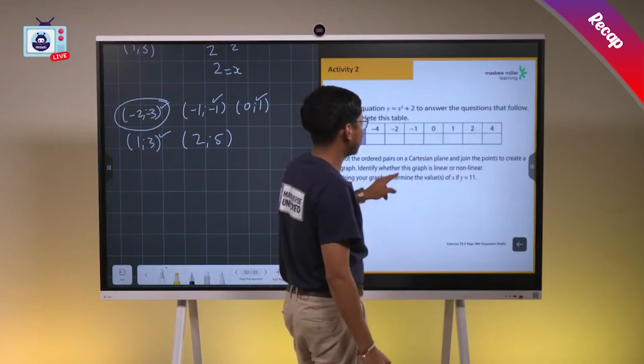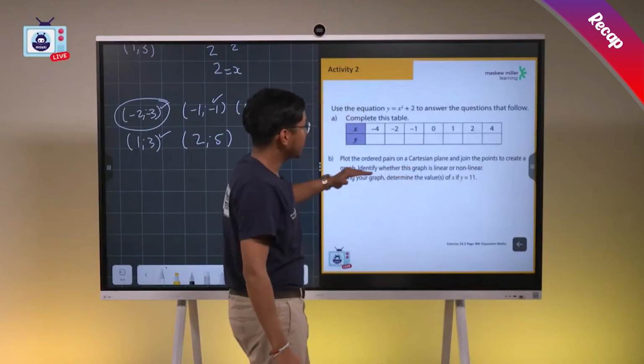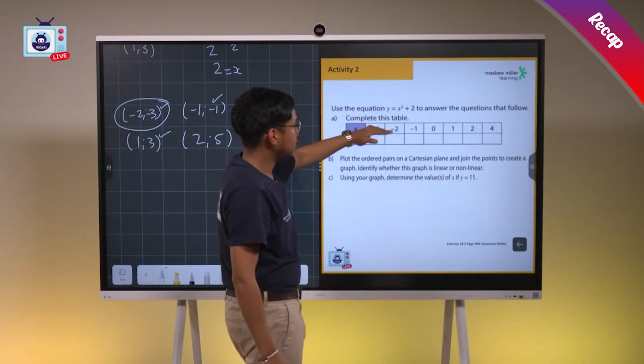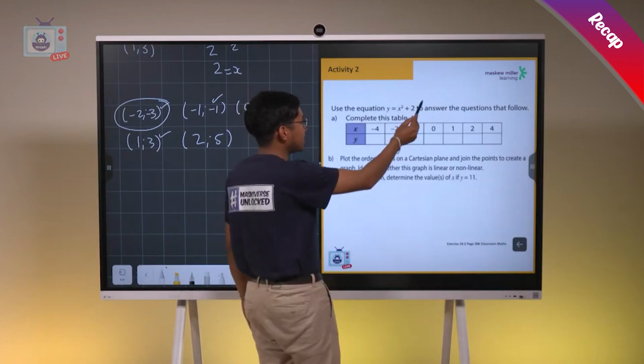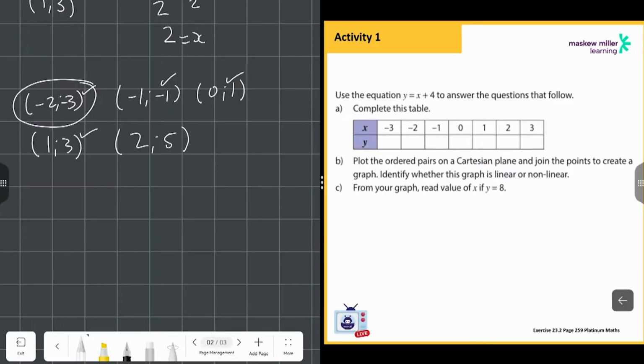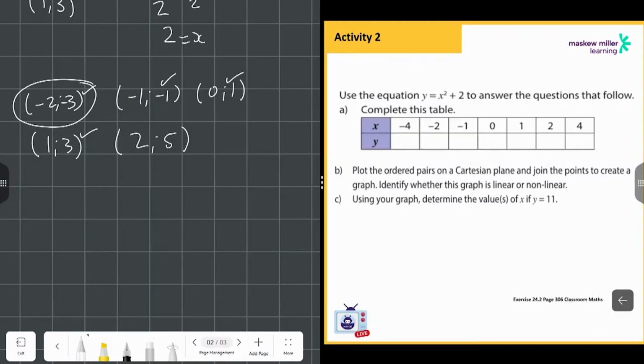But before we head into a break, I want you, girls and boys, to look at this equation over here. We have x squared plus 2, right? It is very, very similar to what we had before this. So before we head into the break, quickly substitute these x values into the equation and get the corresponding y values. We're going to plot the points, and we're going to see whether this will give you a linear graph or a non-linear graph. Stay tuned.